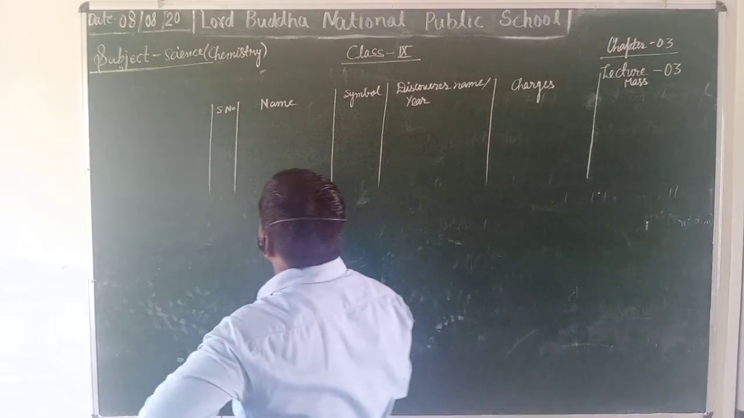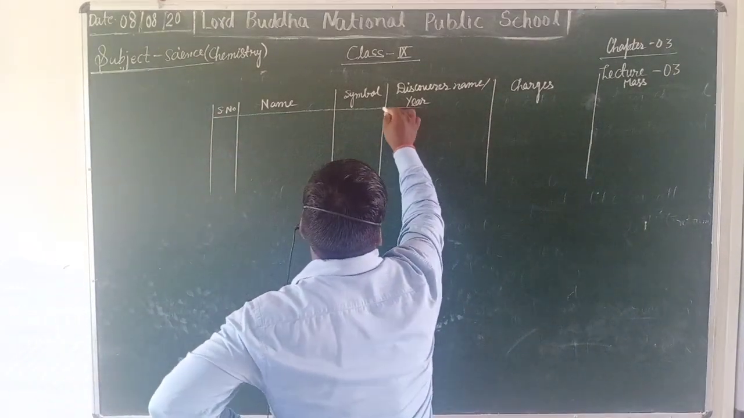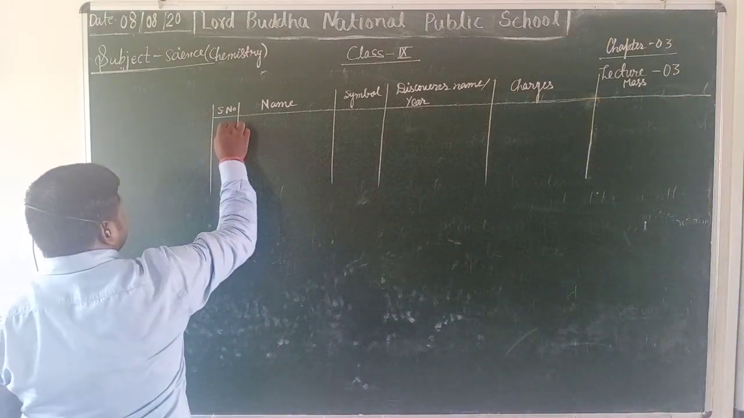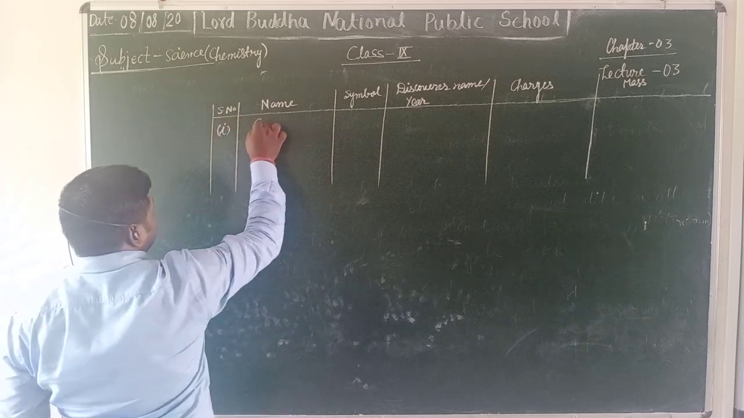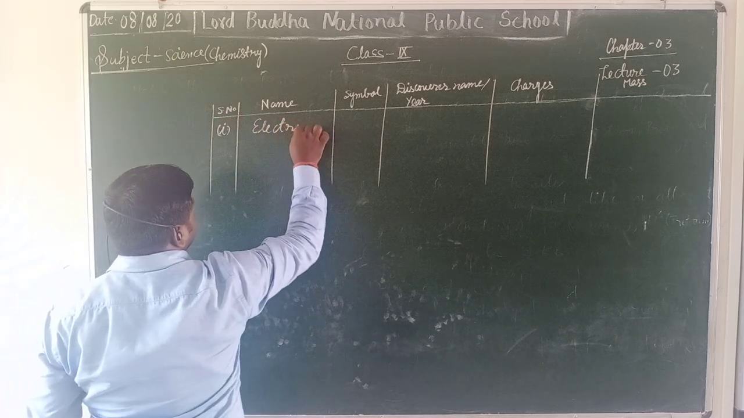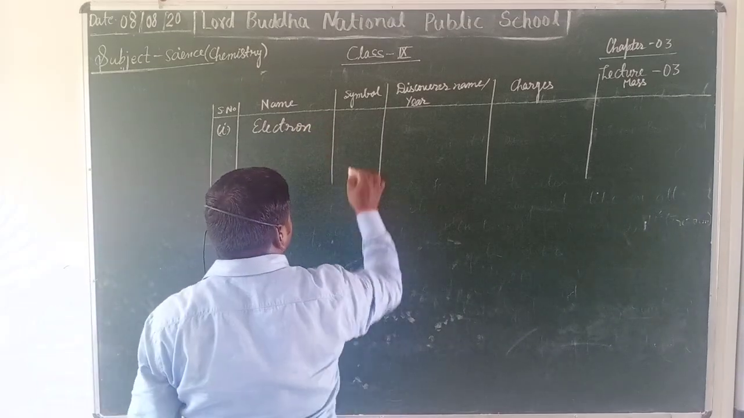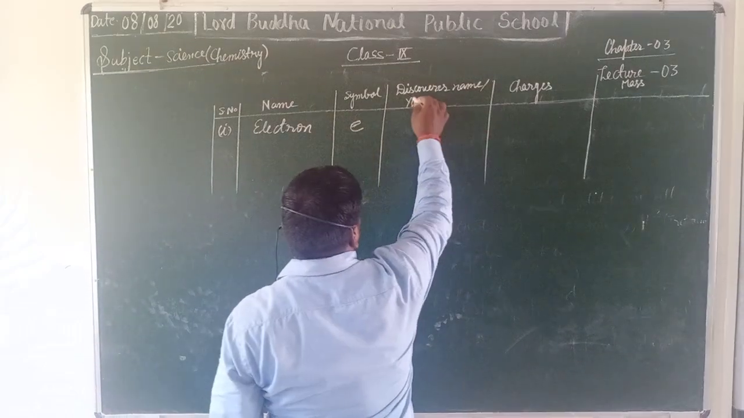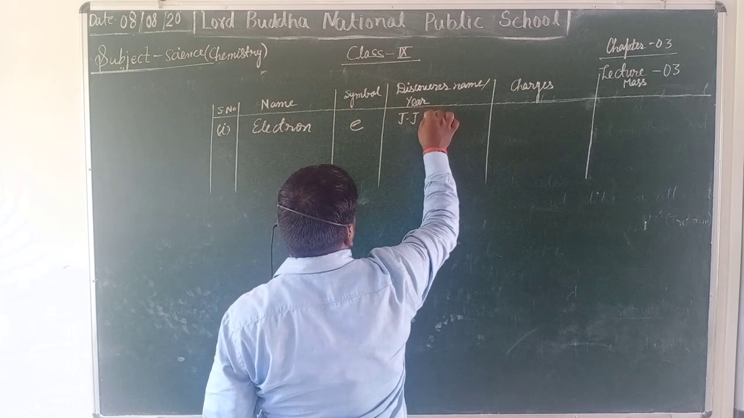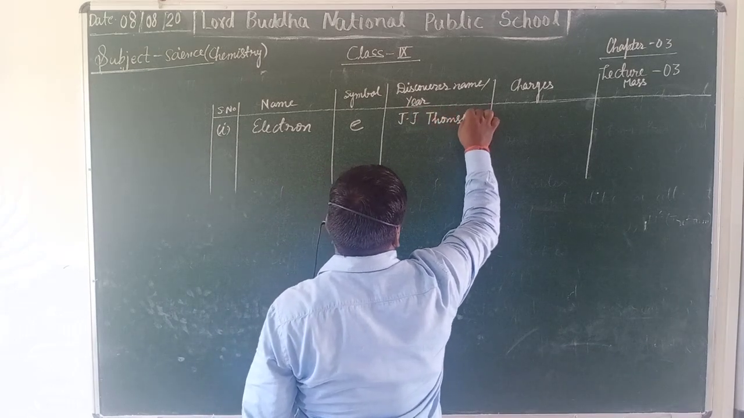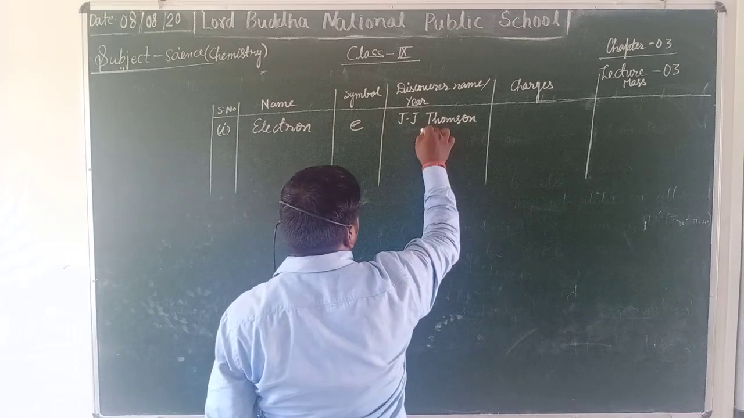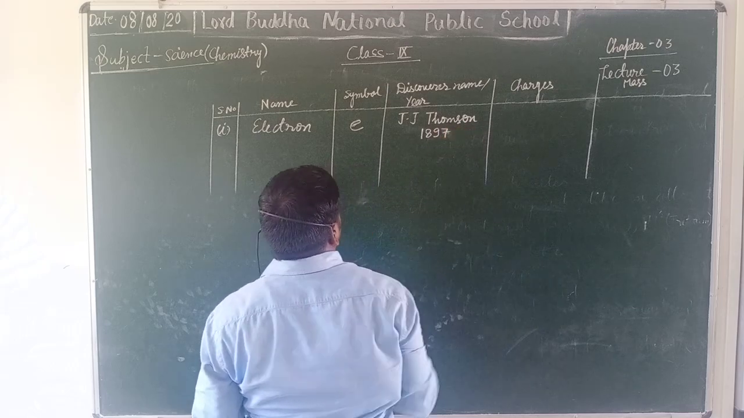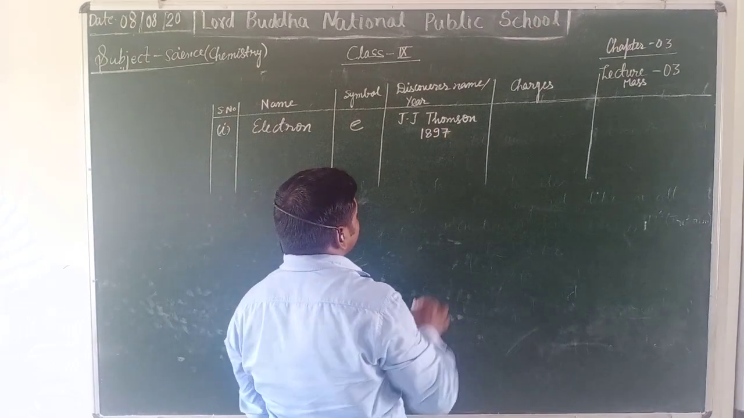Okay students, first I take electron, the fundamental particle. Electron is simply represented by the small letter e. J.J. Thomson discovered it first in 1897. He discovered the electron in 1897.